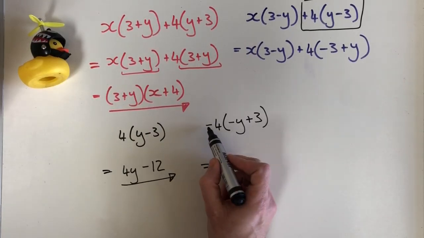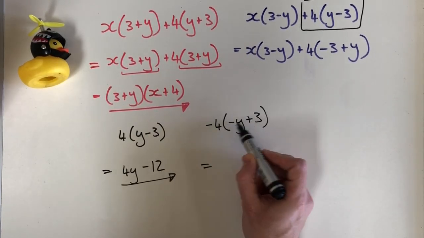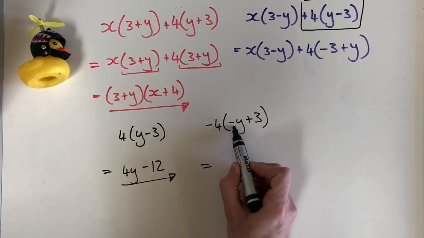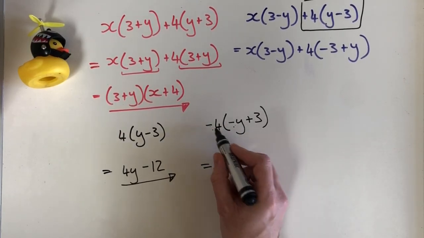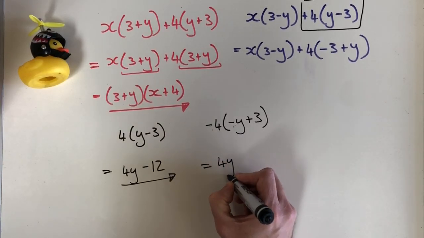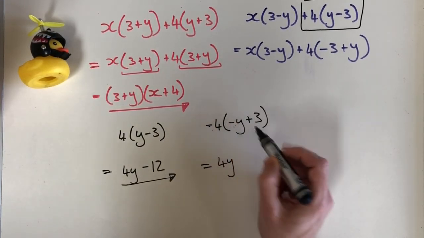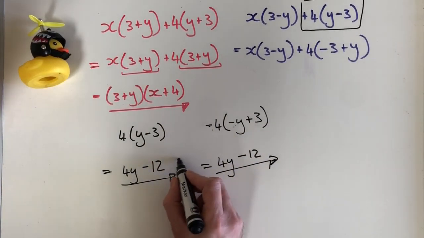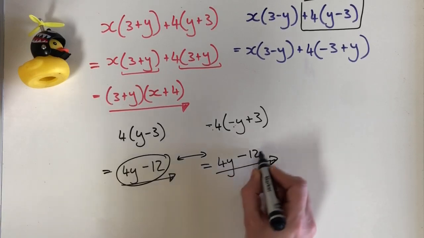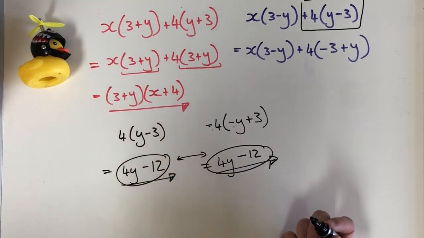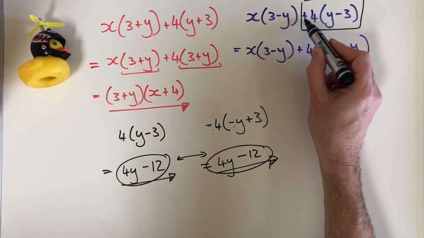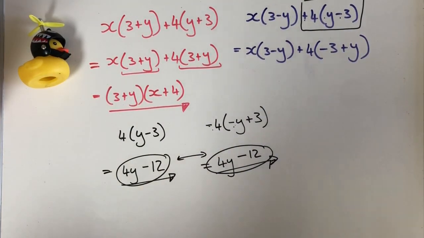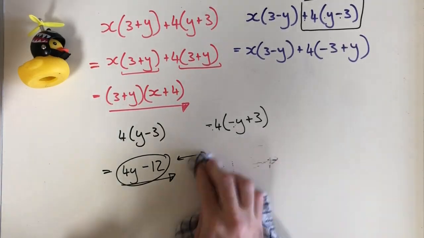What did I actually do? I changed the sign on the outside and then both signs on the inside. But let's see what happens. If I multiply negative 4 times negative y, negative times negative is a positive, and 4 times y gives me 4y. And here, negative times a positive gives me negative, and 4 times 3 gives me 12. So what I see here is that these two things are exactly the same. So I can do a little trick. I can change this sign and that sign and that sign, and I wouldn't change the answer. The answer would still be the same.